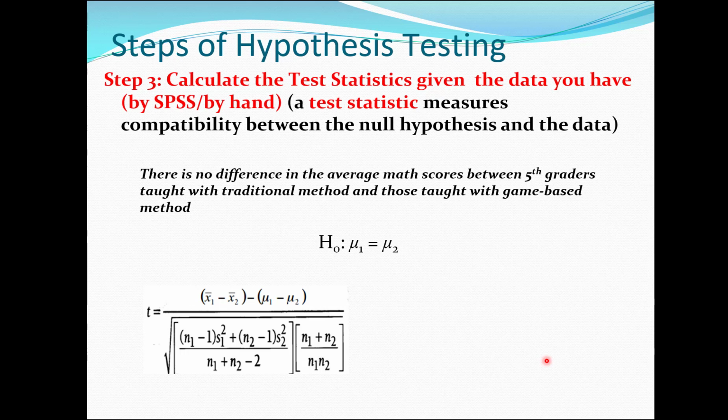So step 3 for hypothesis testing is to calculate test statistics based on the data you collected from your sample or your samples. We are using the same research example we used before, and then you have your null hypothesis. There is no difference in the average math score between fifth graders taught with traditional method and those taught with game-based method. And then what you will do at this step is you are going to calculate your test statistics to test your null hypothesis.